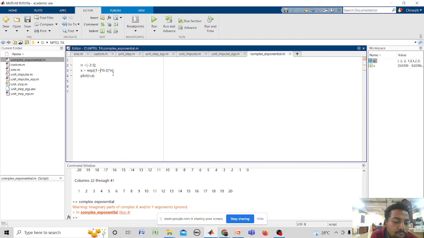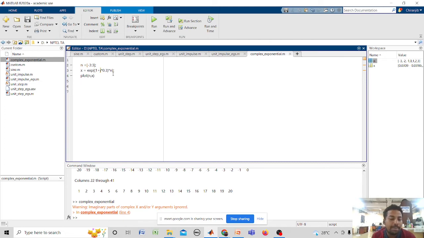So what we do, this function can actually be written in this manner. E to the power st can be written as e to the power sigma plus j omega t, and e to the power sigma plus j omega t can be written as e to the power sigma t into e to the power j omega t.